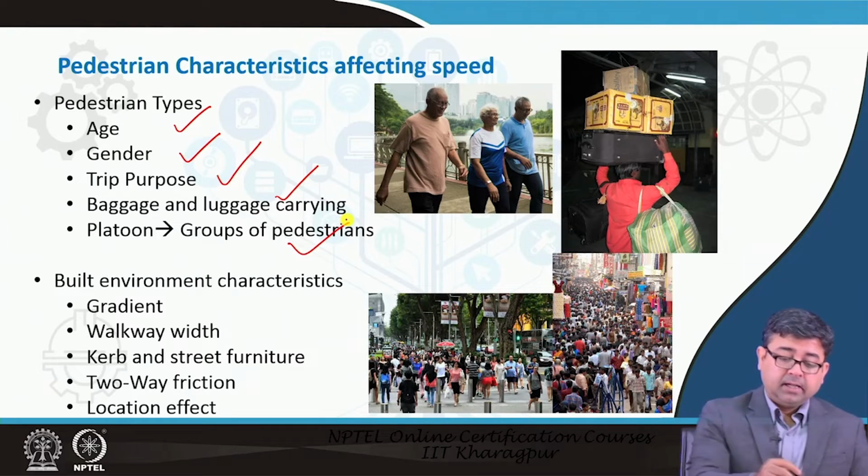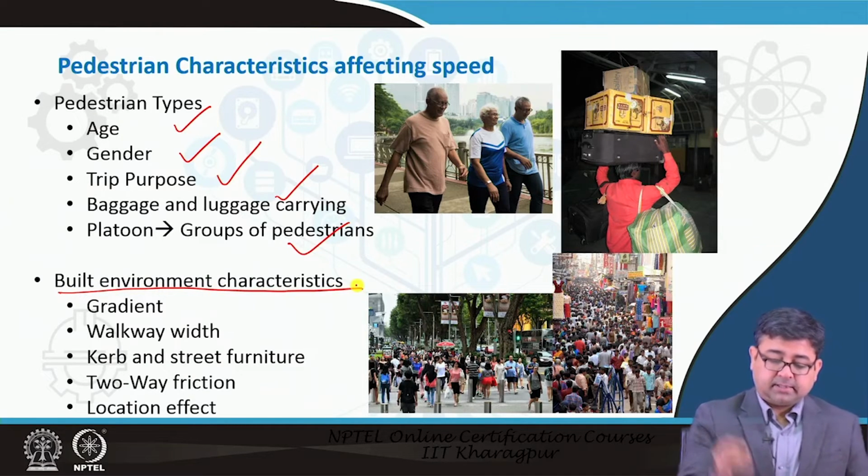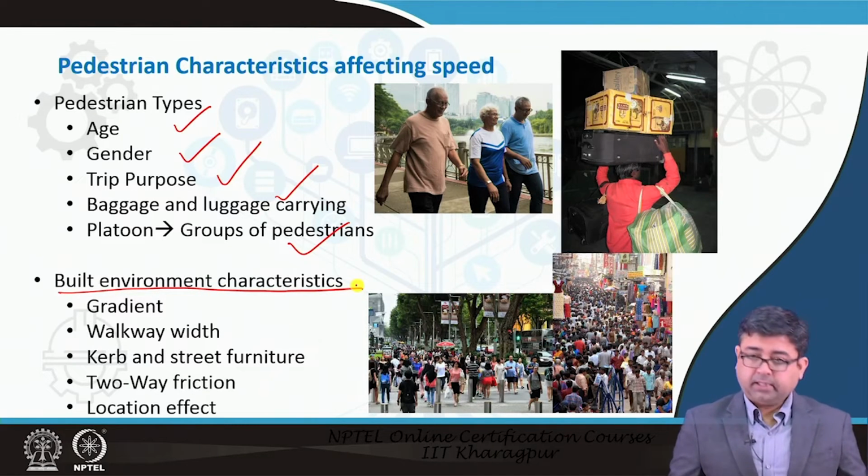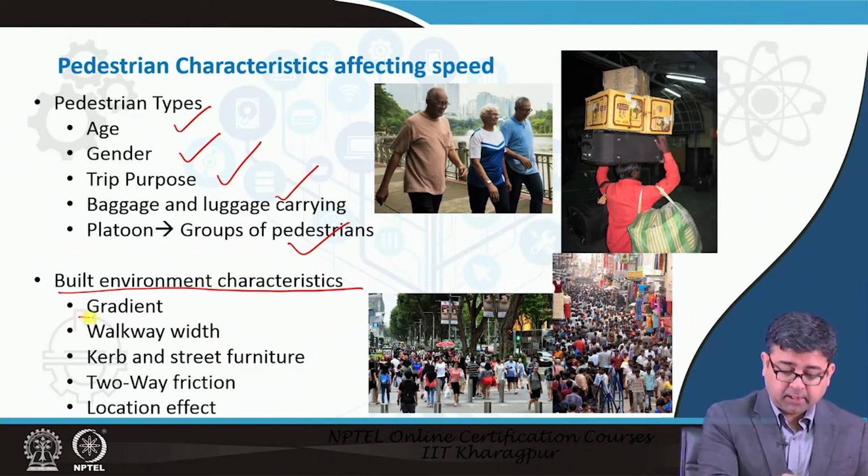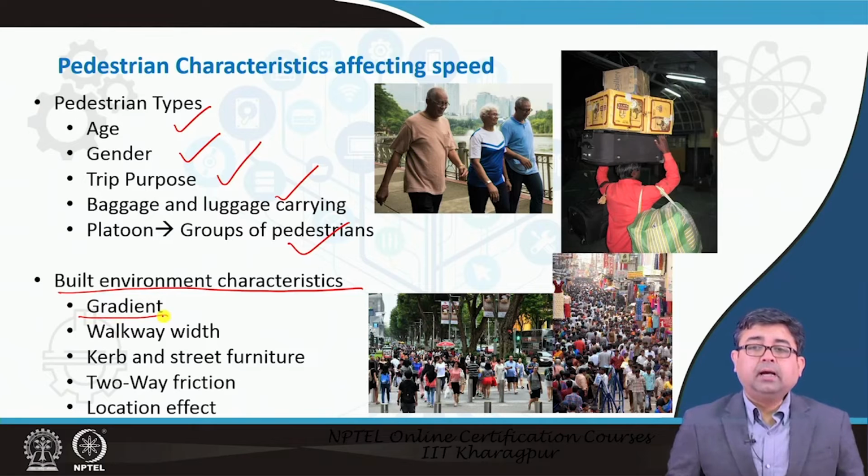Now, if you look at the built environment characteristics, for example, where you are walking also affects your speed. If you are walking on a road that has a high gradient, if the road is very up and down, then your speed will vary.